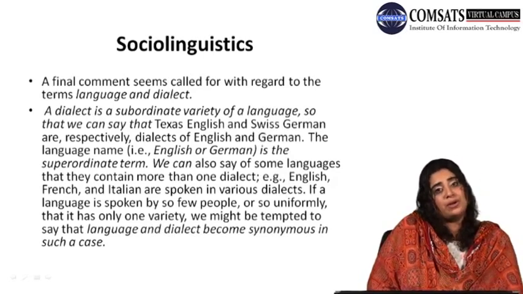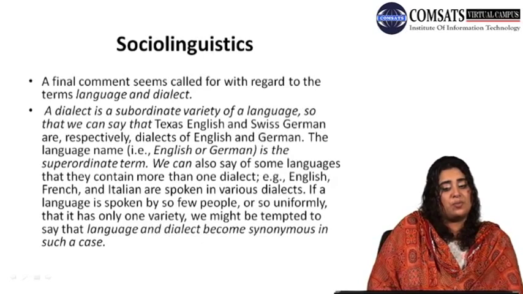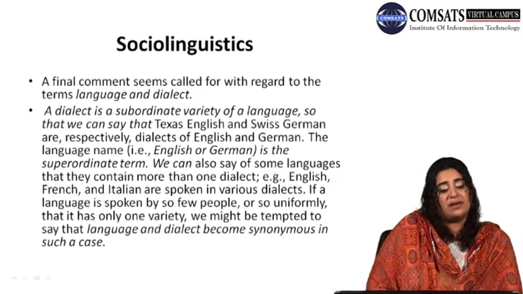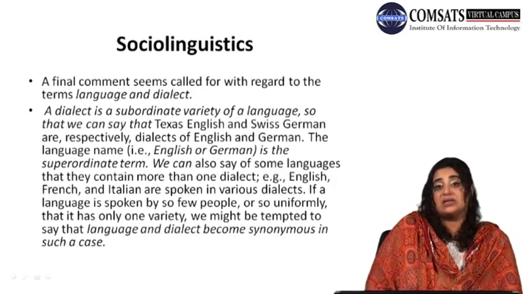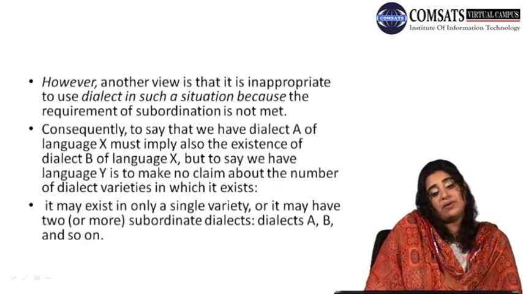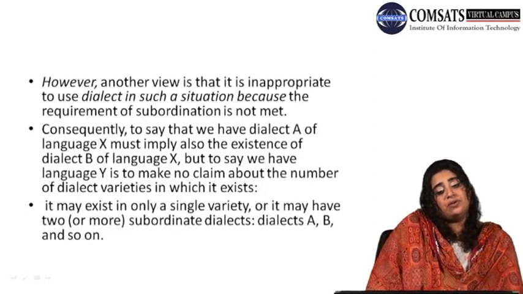So if the language is spoken, let's say, by so few people or so uniformly that it has only one variety, we might be tempted to say that language and dialect become synonymous in such a case. So we would say that yes, they have their similarities and they would become synonymous. Now, however, another view is that it is inappropriate to use dialect in such a situation because the requirement of subordination is not met.